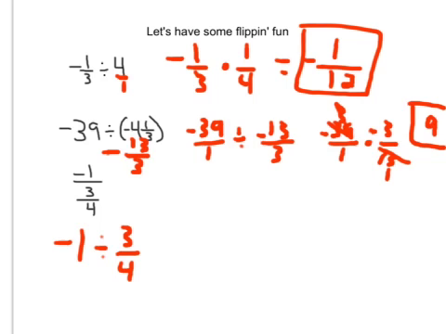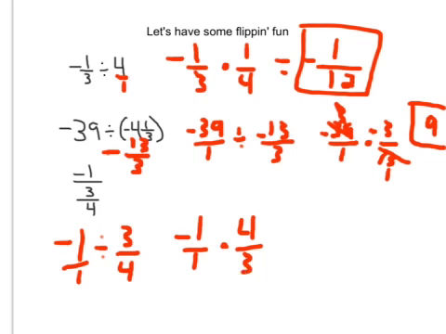Well, again, we have to change these to fractions first. So we should know we're going to put negative 1 over 1. And we're going to have some flipping fun. Negative 1 over 1 stays. Change it to multiply. Flip the second number. Make it 4/3. And now we flipped.